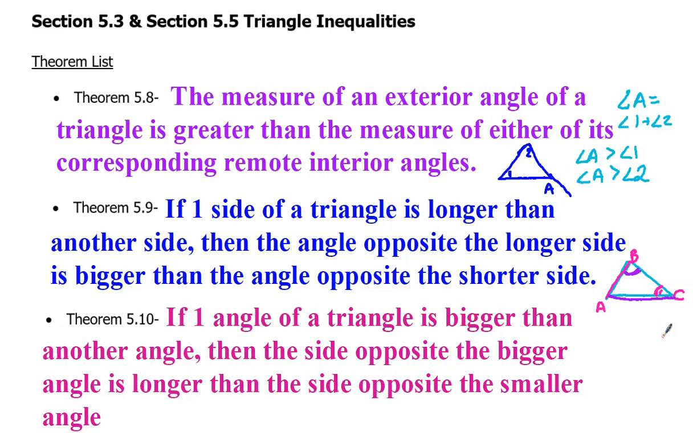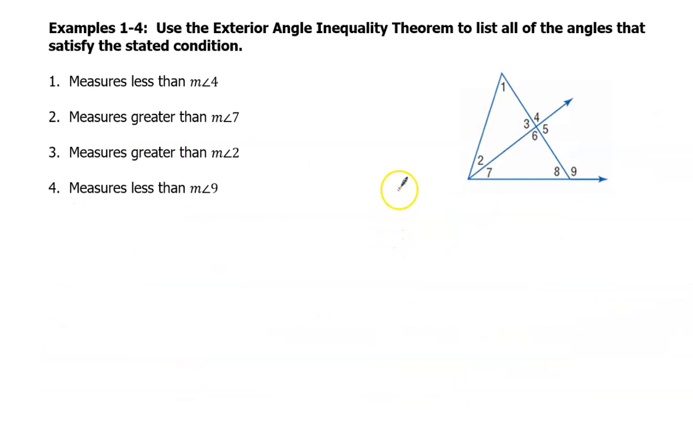Next is theorem 5.10, which says if one angle of a triangle is bigger than another angle of the triangle, then the side opposite the bigger angle is longer than the side opposite the smaller angle. So that's pretty much the same as 5.9, but the other way around. 5.9 says the sides relate to the angles. Theorem 5.10 says the angles relate to the sides. So let's do a couple examples.